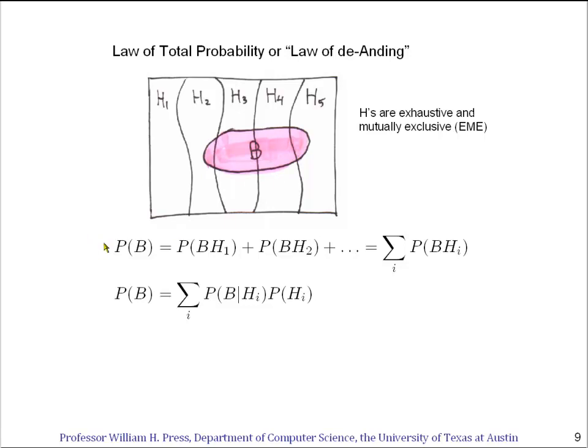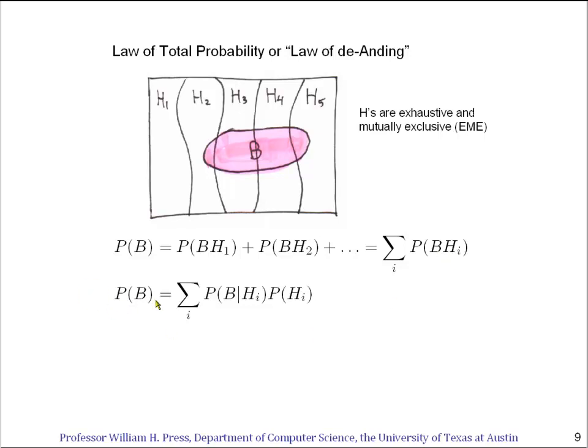and we're interested in calculating the probability of B. And the theorem is that the probability of B can be broken up into pieces. The piece of B that's in H2, the piece of B that's in H3, the piece of B that's in H4, the piece of B that's in H5, and that if we add up these pieces, or with some notation, write it this way, we get back the probability of B. The other useful form of this is to just convert this probability of B and H sub I by using the law of conditional probabilities.